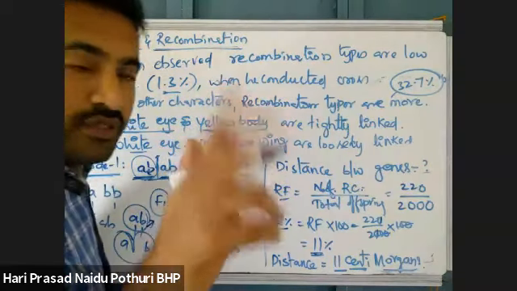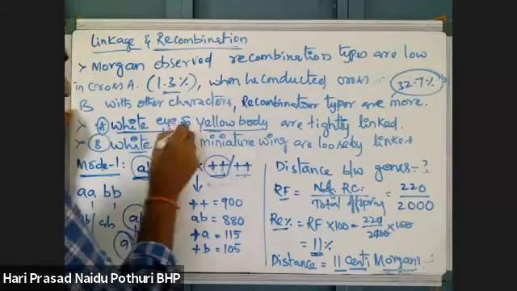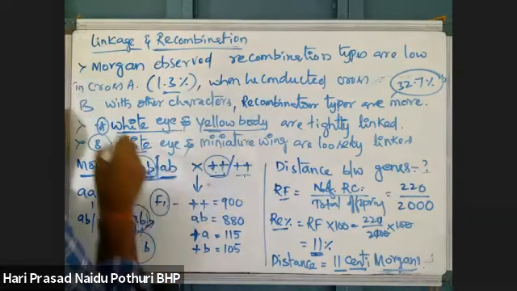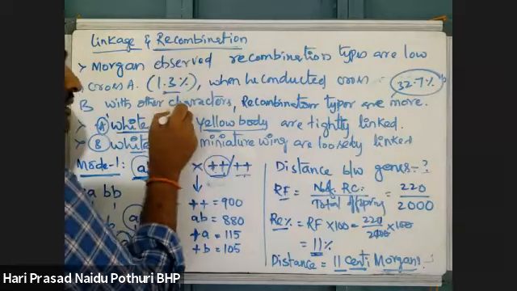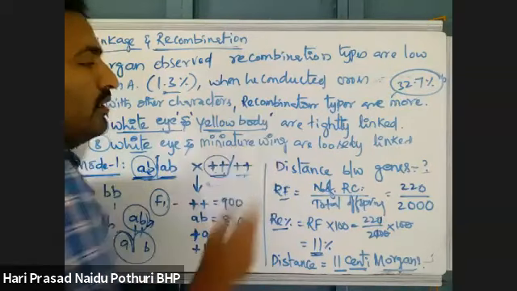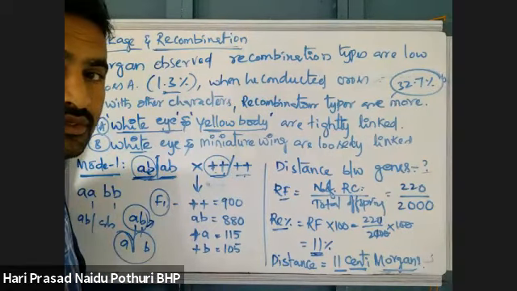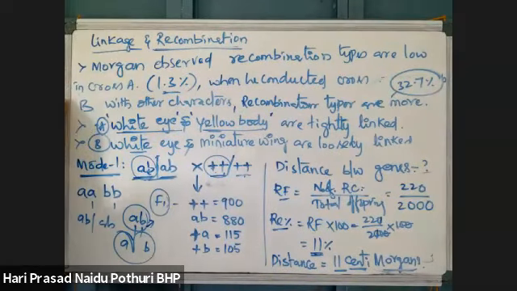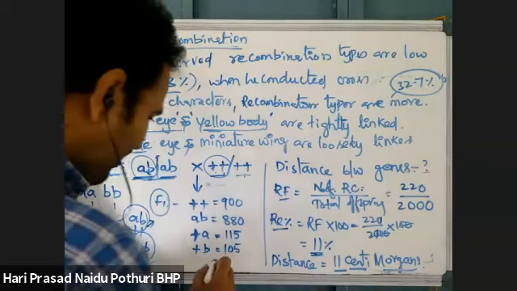See here, he conducted 2 crosses, I told you. Suppose cross A, where white eye is crossed with yellow body. Total offspring 2000 only.